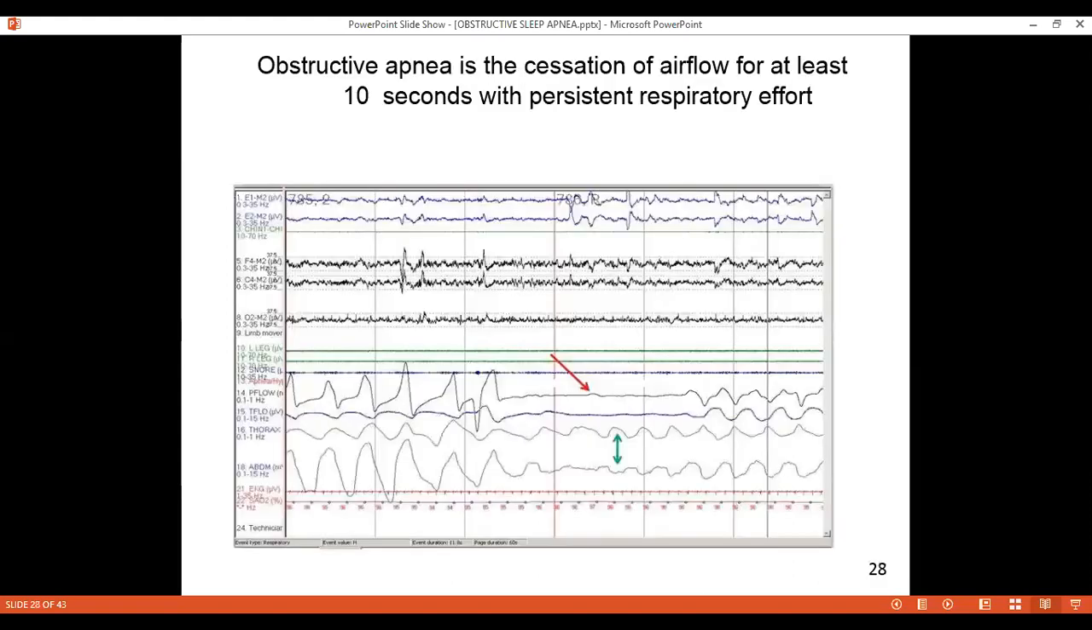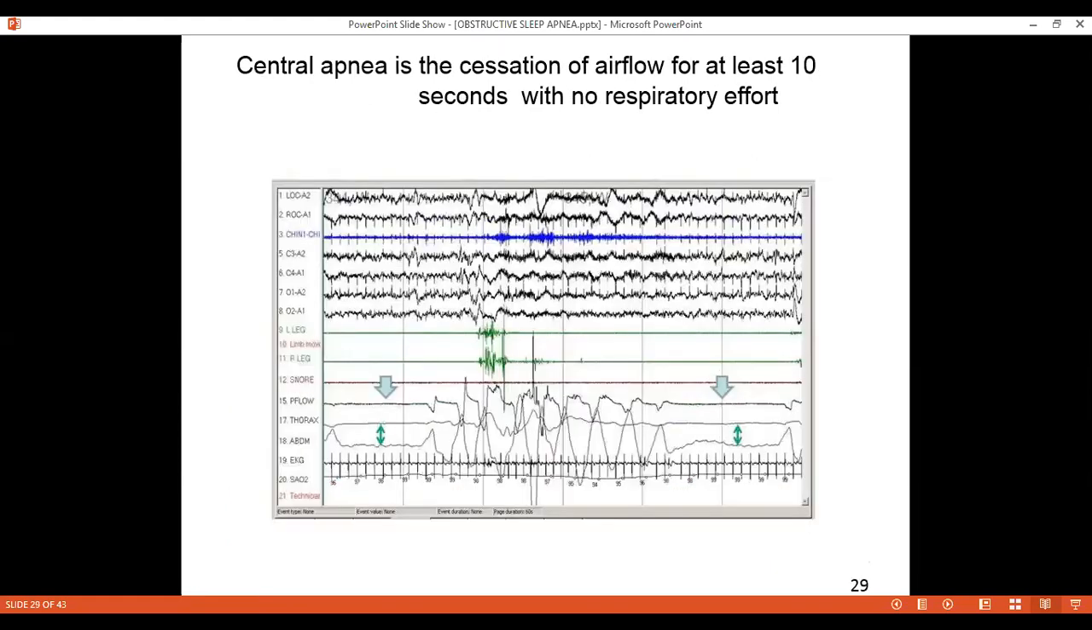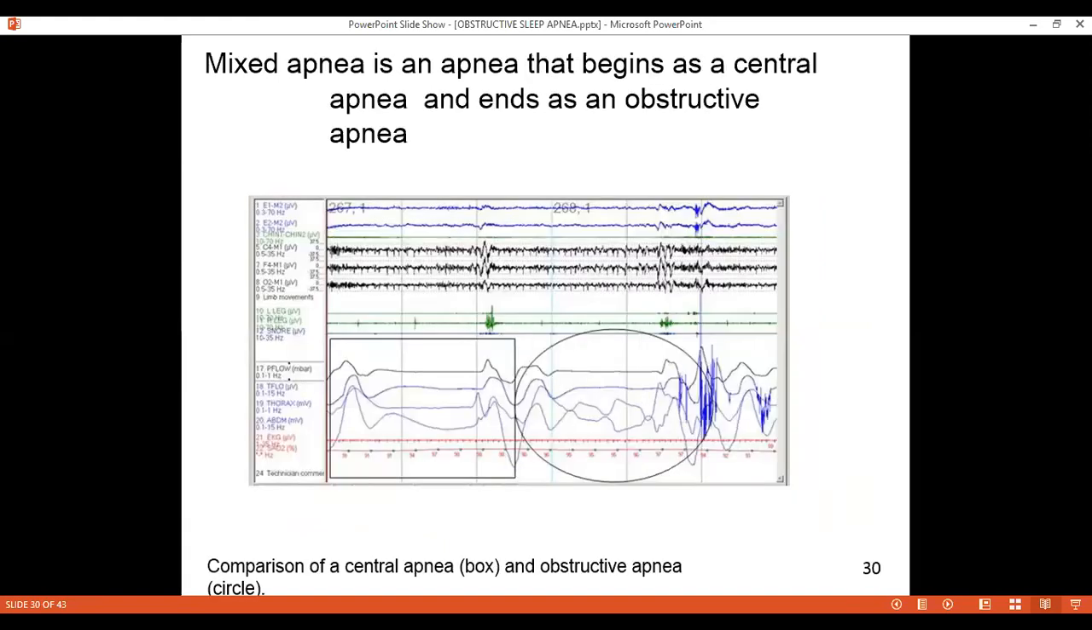This is a diagram showing obstructive sleep apnea, with cessation of airflow of at least 10 seconds with persistent respiratory effort. This is another picture showing central apnea, with cessation of airflow for at least 10 seconds with no respiratory effort. And this is another diagram showing mixed apnea, which begins as a central apnea but ends as an obstructive apnea.